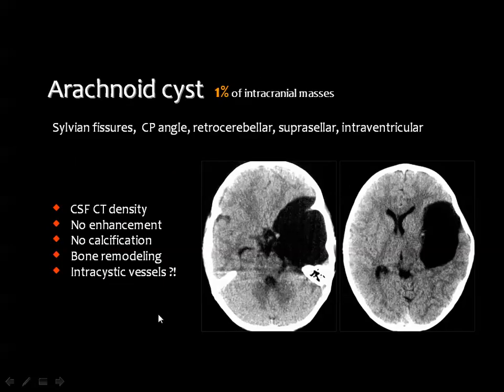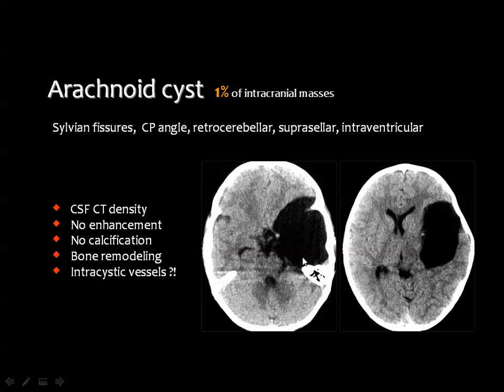We'll start with the most famous intracranial extraaxial cyst, which is the arachnoid cyst. It has an incidence of about 1% of all intracranial masses. This cyst has a predilection for the region of the sylvian fissure or against the greater wing of the sphenoid, anterior to the inferior part of the temporal lobe. Also, it can occur at the cerebellopontine angle, in the retrocerebellar area in the region of the cisterna magna, as well as in the suprasellar area, and it can occur also inside the ventricle.